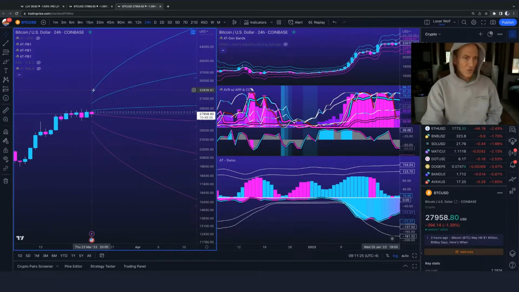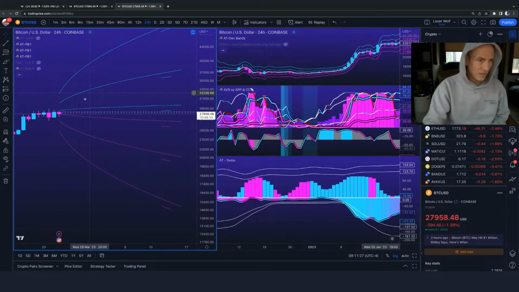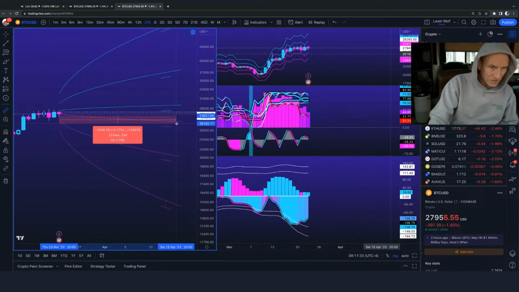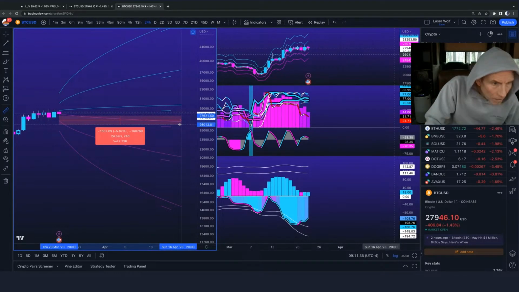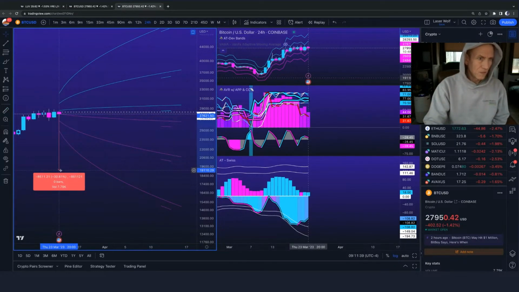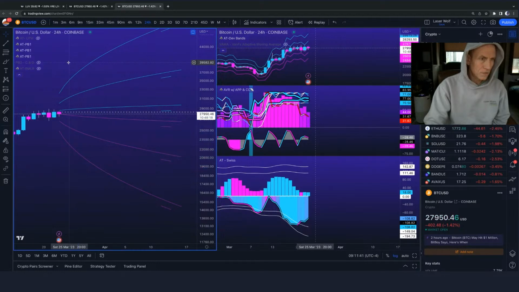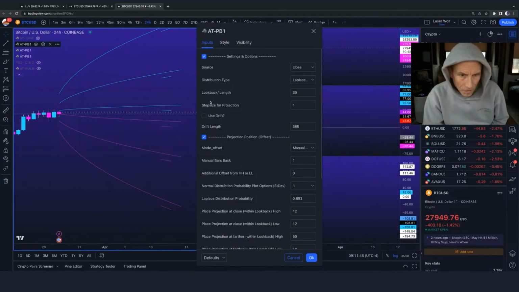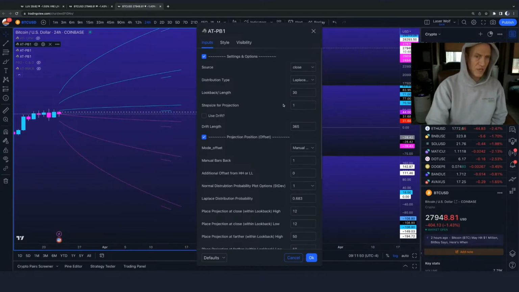There we go. So now we're projecting out. Let's see how far. I'm pretty sure it goes like 30 candles. But this is what we've got set up. Yeah, 24 bars. So here's what you've got to do. You go into the PBs. Manual bars, what else is set? Step size for projection, right? You're going to kick it up one.